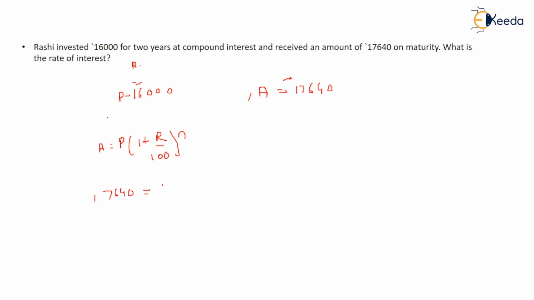The amount is 17,640. Principal was 16,000. 1 plus rate of interest is what? You have to calculate 100 to the power 2, right? So for 2 years, they told you after 2 years it is becoming this much. So this goes in the denominator, then you can simply cut it, and after cutting, what you get is 441 by 400.